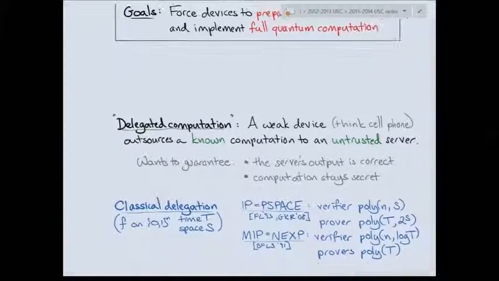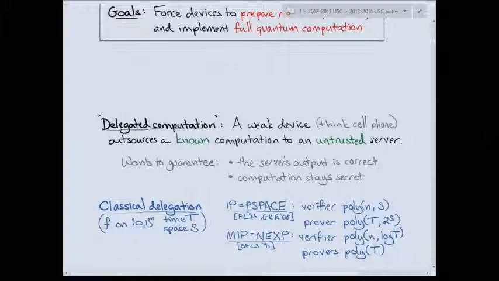So the model I want to talk about is delegated computation, which we heard about yesterday. It's this cryptographic idea that you have some weak device, like a cell phone or some computationally weak device, and there's some powerful server, and the cell phone wants to outsource a known computation to the server. So it's not like homomorphic encryption. And you want to guarantee primarily that the server's output is correct, even though you don't trust it. So you need to somehow build in traps or checks or some way of making sure that it's doing the computation you ask it to.